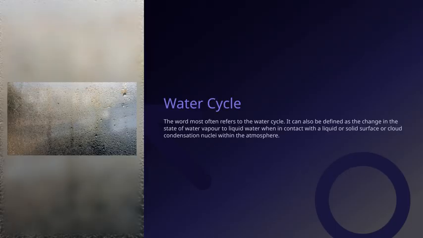Let's talk about the water cycle. When most people hear that term, they think of the movement of water through different stages in nature. But technically, the water cycle also includes a specific process where water vapor changes back into liquid water. This happens when the vapor comes into contact with a surface, like a leaf, the ground, or even tiny particles in the air called cloud condensation nuclei. This process is crucial because it leads to cloud formation and ultimately precipitation, which keeps the cycle going.